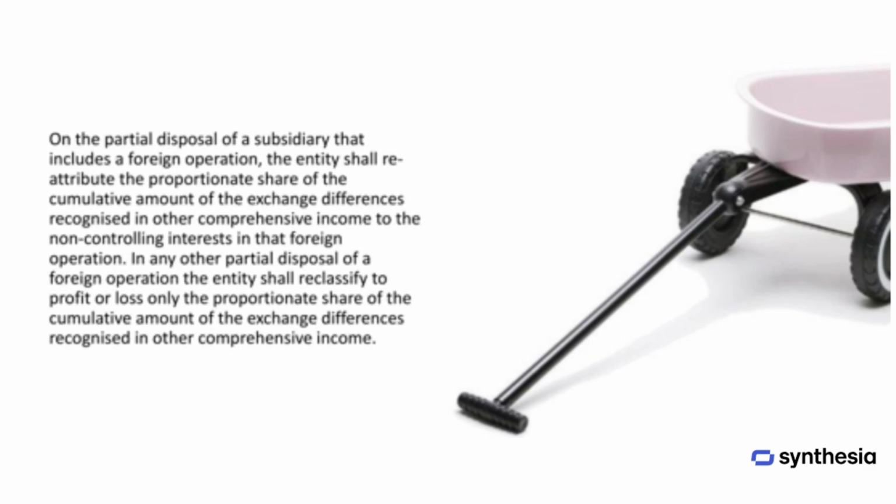When there is a partial disposal of a subsidiary that includes a foreign operation, the entity must reattribute the proportionate share of the cumulative exchange differences which have been recognized in other comprehensive income to the non-controlling interests in that foreign operation. In any other type of partial disposal of a foreign operation, the entity reclassifies to profit or loss only the proportionate share of the cumulative exchange differences recognized in other comprehensive income.